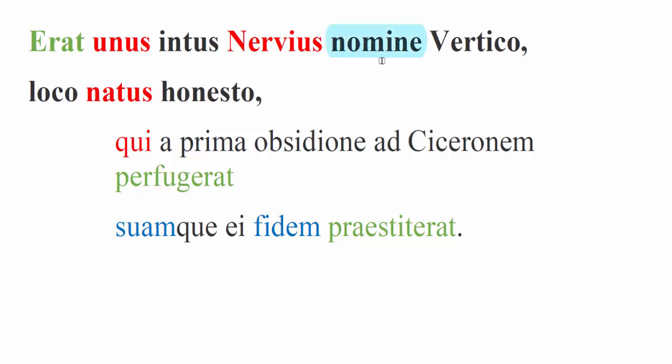All right, nomine, ablative of respect. Vertico is not ablative, by the way. This is his actual name. This is nominative. We know that he was born of an honorable station, so he wasn't a slave.